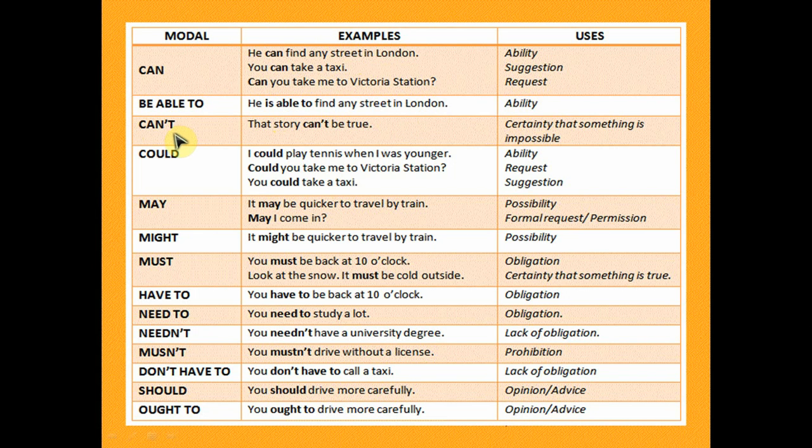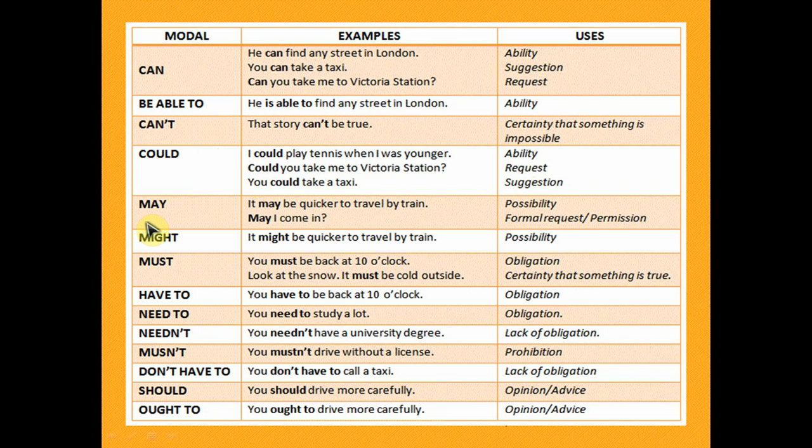Can't. I use can't to talk about certainty that something is impossible. So I'm sure that something is impossible. So I can say, that story can't be true, I'm sure. Could. I use could to talk about ability, request, or suggestion. For example, I could play tennis when I was younger. Could you take me to Victoria Station? You could take a taxi.